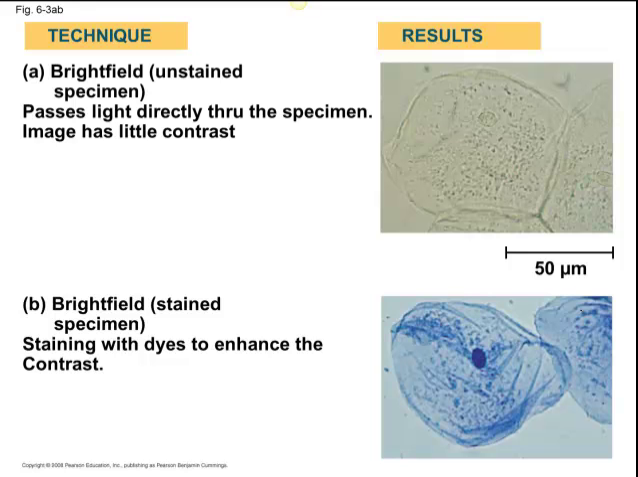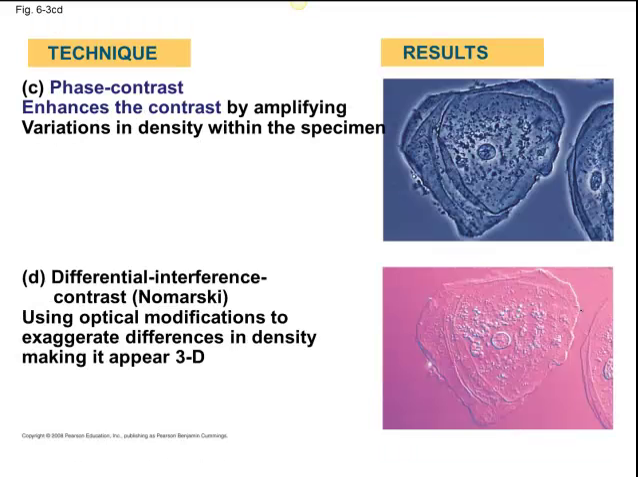Okay. Then you could also stain the specimen, which enhances the contrast, as you can see in this particular slide. You can also use different kinds of phase contrast microscopy, which amplifies the variations in density within the specimen. Again, this is not yet stained, okay? It just amplifies the variation in density or the thickness of that particular sample that you're looking at. Then there are other microscopic techniques wherein you can look at the difference in density, which will make it appear three-dimensional.